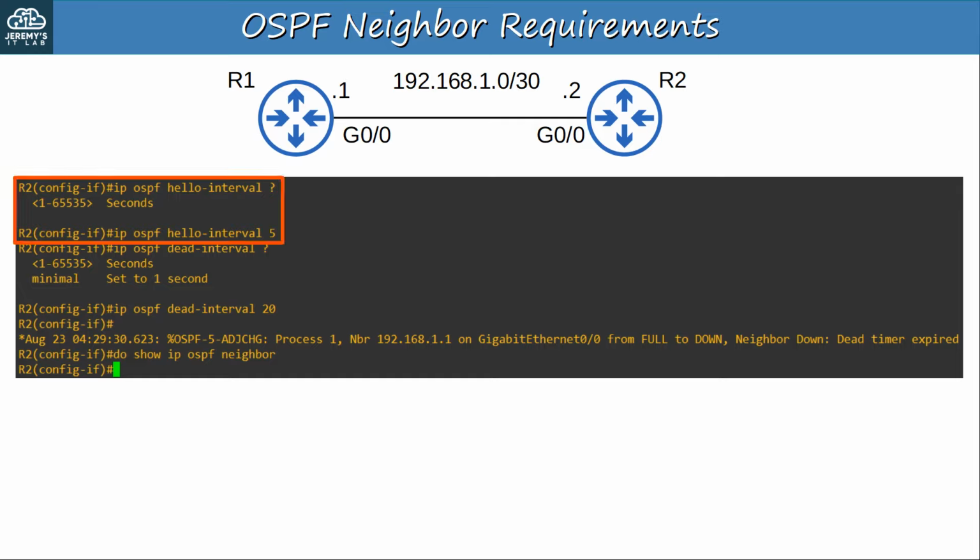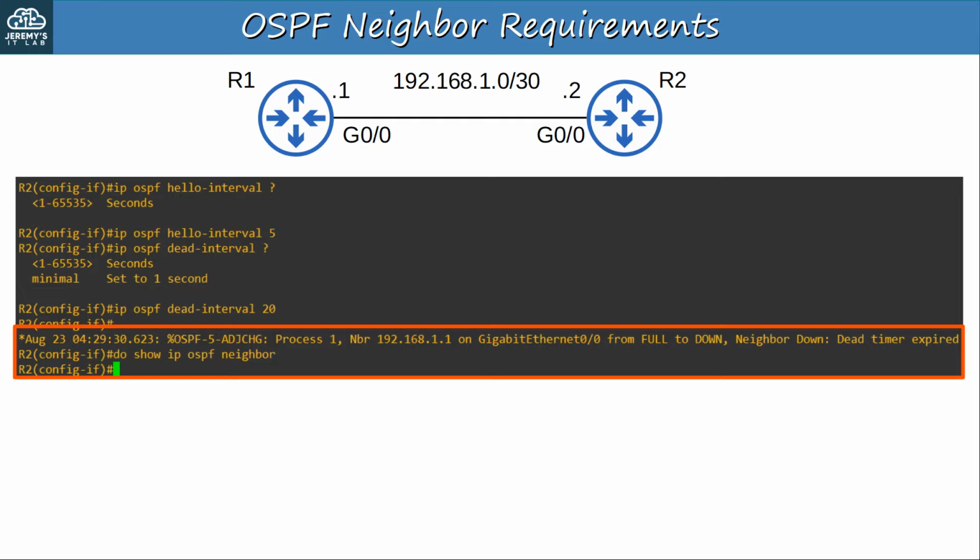Here's how to configure the hello timer. ip ospf hello-interval, followed by the interval in seconds. I set it to 5. Then the dead timer. ip ospf dead-interval, and I set it to 20. As you can see, the neighbor then goes down.